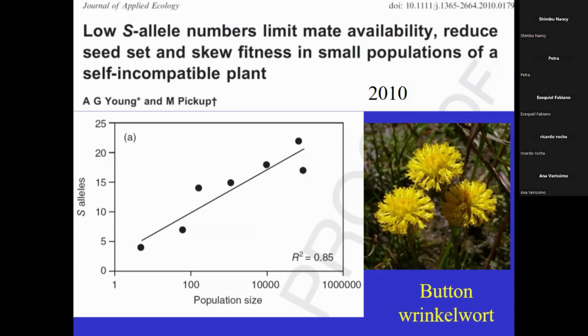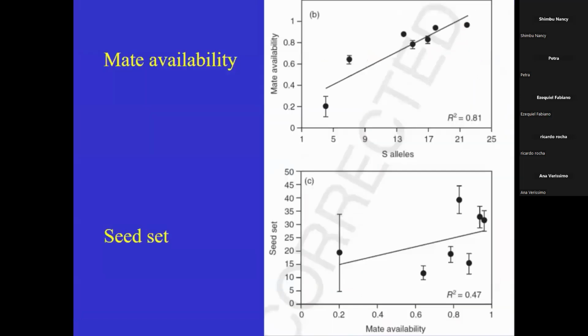And again, the question is, so what? And so what he looked at was mate availability as a function of the number of S alleles. So the fewer S alleles in a population, the fewer mates that can successfully pollinate a seed. So as the number of S alleles goes up, mate availability also goes up. And this has an effect on fitness or seed set. So the more mates that are available, the more effective is seed set. So again, this is a case where having many alleles is important for adaptation.